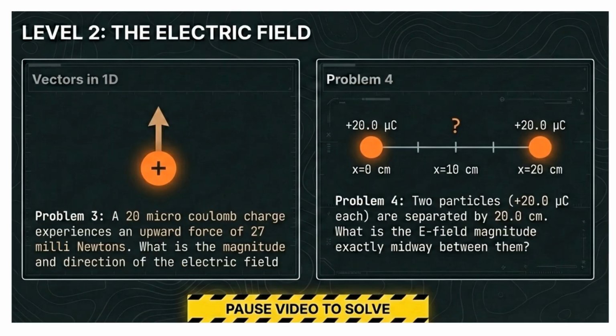Let's move to level 2, the electric field. Problem 3 asks for the magnitude and direction of the electric field experienced by a 20 micro-Coulomb charge with an upward force of 27 millinewtons.